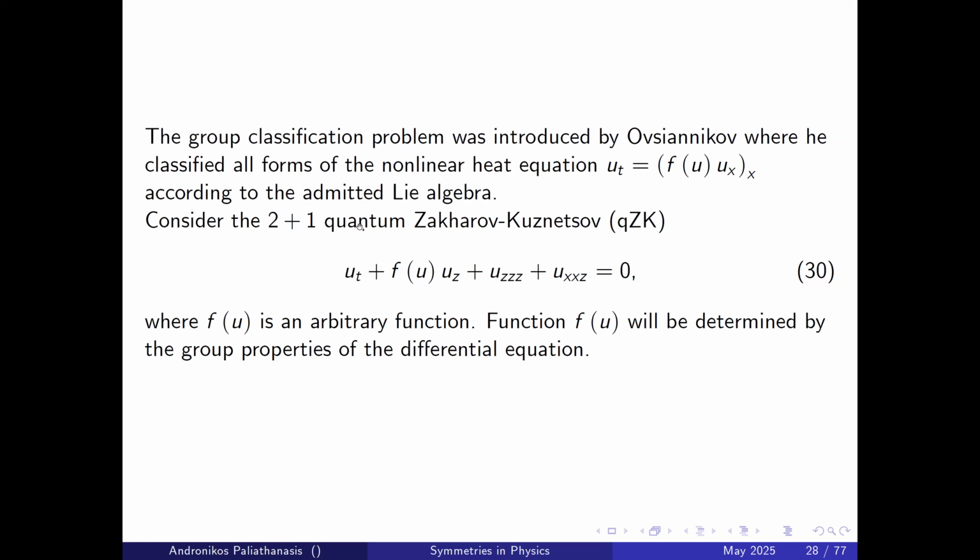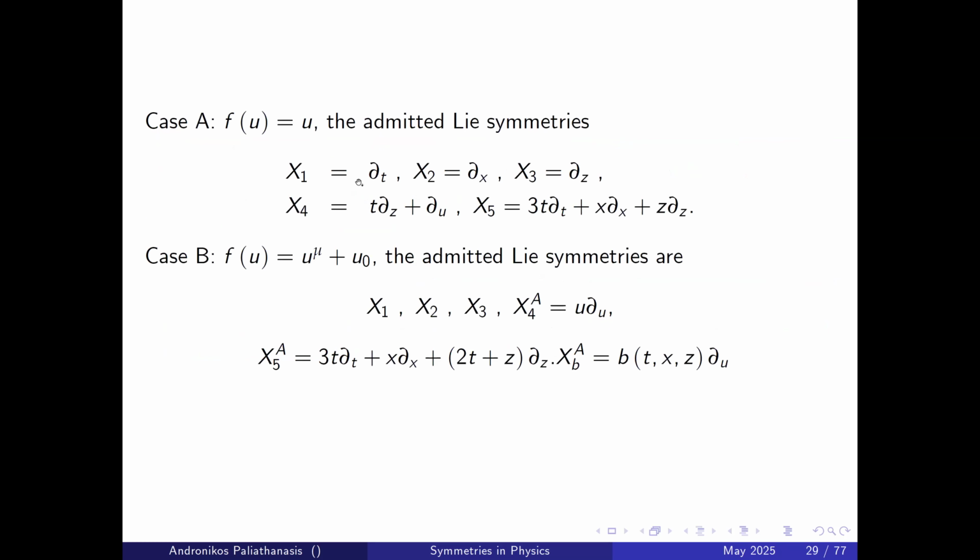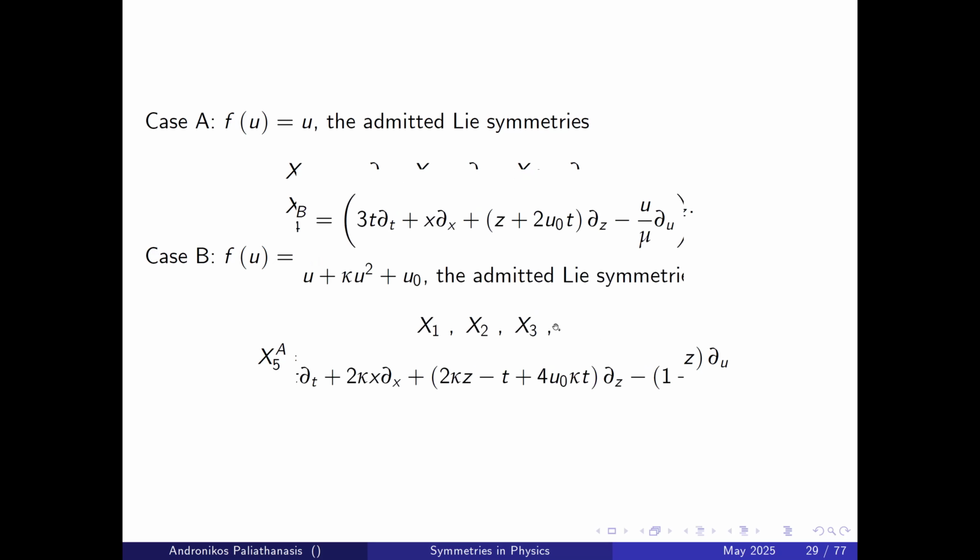Now, consider the 2+1 quantum Zakharov-Kuznetsov equation, where f(u) is an arbitrary function, and the function f(u) will be determined by the group properties of the differential equation. So we will use the Lie symmetry conditions to determine f(u) such that we find as many solutions as we can. So indeed, when f(u) is linear, the admitted Lie symmetries are this one. When it's a power law, the admitted Lie symmetries are 5. Before we had 5, now we have these.